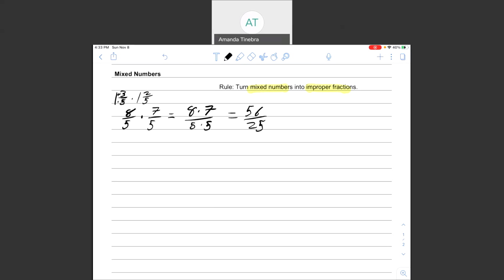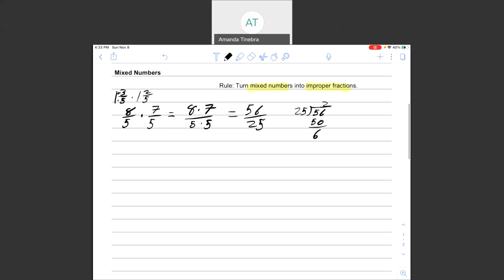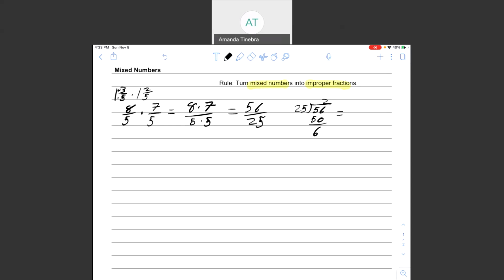Remember that in our last unit we learned how to do this. So I want to know how many times 25 goes into 56. Well, I know 2 times 25 is 50, and that gives me 6 left over. So my answer is 2 and 6/25.